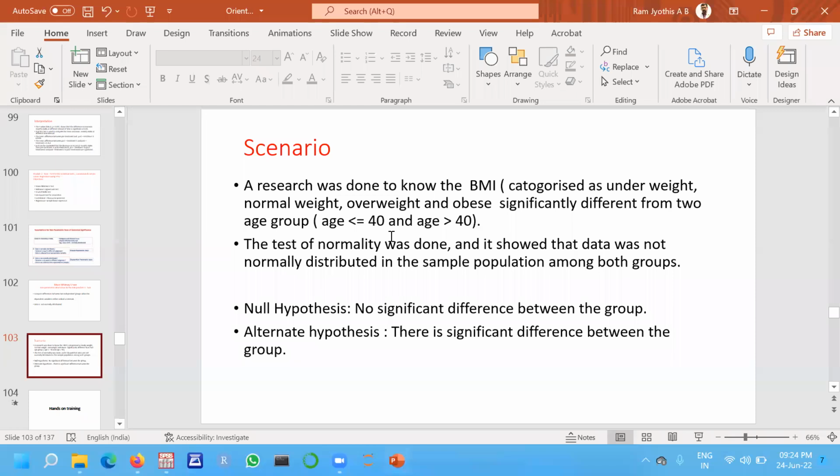So what is the study? It is to compare whether the BMI category is significantly different in two age groups. A test of normality was done and it showed that data was not normally distributed in the sample population, so we can very well go for a non-parametric test. The null hypothesis is there is no difference between the groups. Whatever the age, there may be underweight, overweight, or obese. So no significant difference in the groups. The alternative hypothesis is there is a significant difference in the groups.